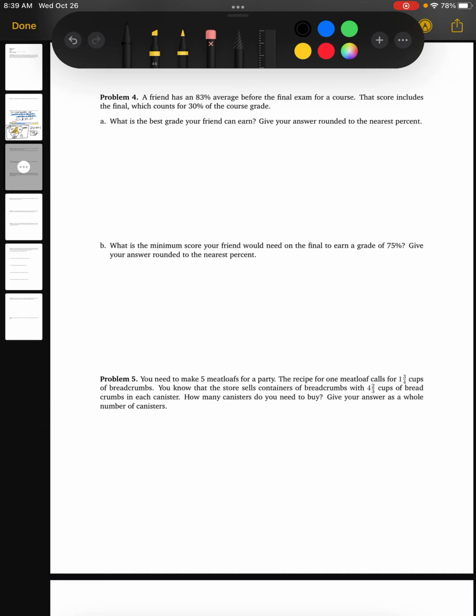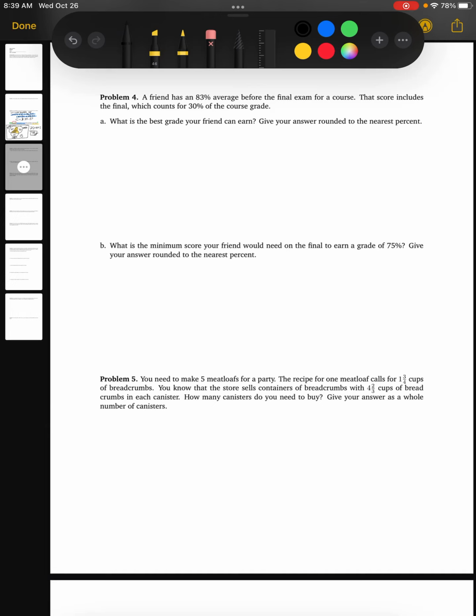So there is a video on Lumen of a problem like this in your homework. It's also in the textbook for this section. So if you don't like my explanation, you might like that one better, okay? So I have an 83% average, and then the final counts for 30% of the course grade. So what's the best grade that your friend can earn?